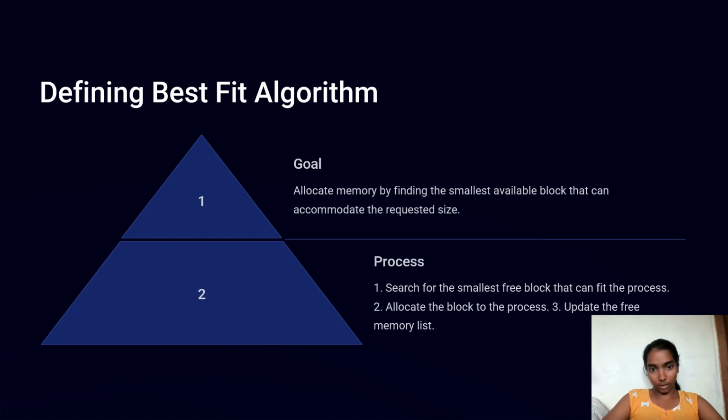Defining the best fit algorithm. The goal is to allocate memory by finding the smallest available block that can accommodate the requested size. And the process is: the first one, search for the smallest free block that can fit the process. The second one, allocate the block to the process. The third one is update the free memory list.